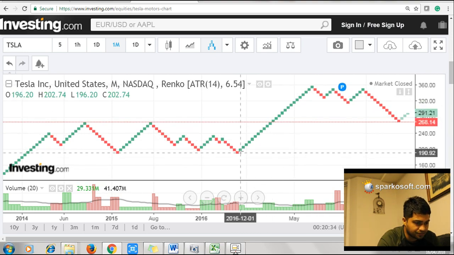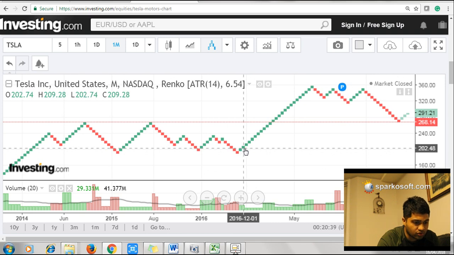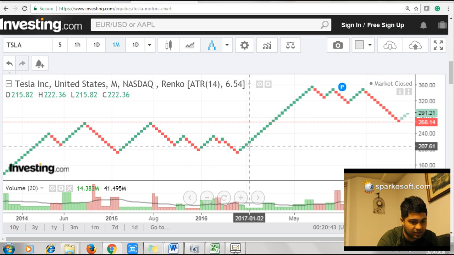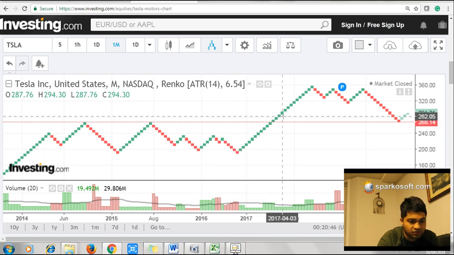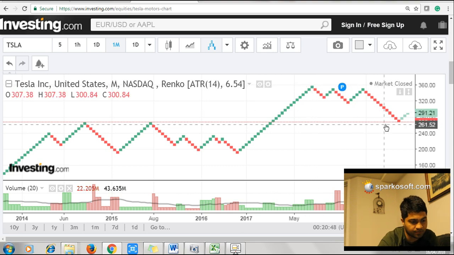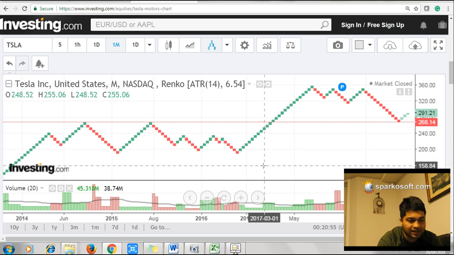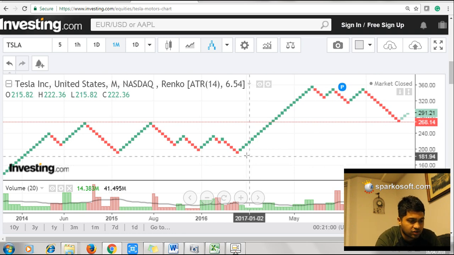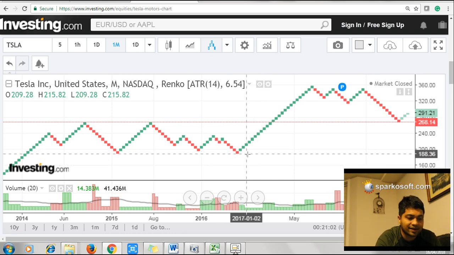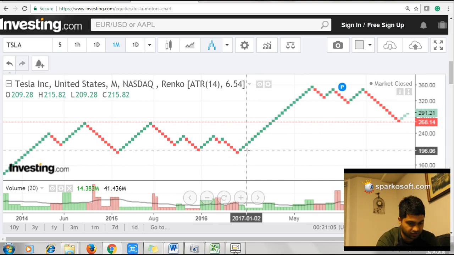For example, price was here, it increased to 202, so it created a new candle. It increased to 207, so it created a new candle. So every step is 5 points here in Renko. And if it goes down by more than 5 points, it will create a new red candle. It doesn't have any time involved. So a stock can stay in the same candle forever if it doesn't move by 5 points. Clear?